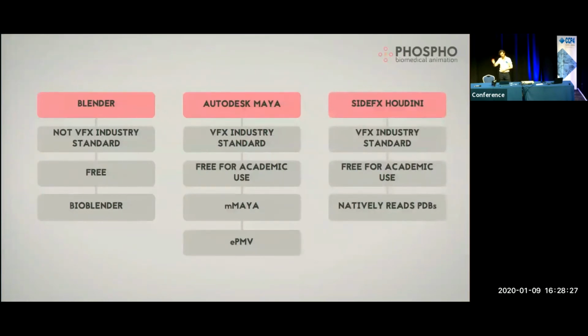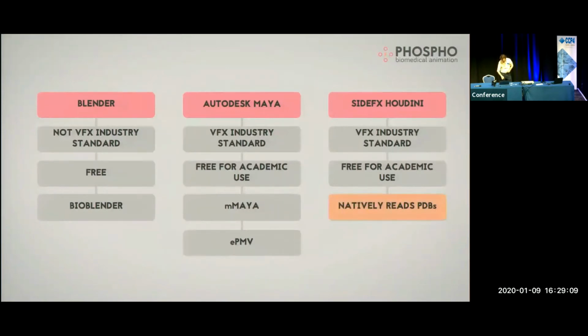So this is also a VFX industry standard package, but it's for a very particular goal, and that's if you need to do something that's difficult. So Houdini is very good at large-scale particle simulations, particle physics stuff. So in Hollywood, people use it whenever they need to blow something up, whenever they've got splashes, smoke, sparks, all that sort of thing. Houdini is amazing at that. Again, it's free for academic use. So that's another bonus point. And the thing that really sets it apart is that it natively imports PDB files. Unfortunately, not MMCIF files, but PDB files it can handle.